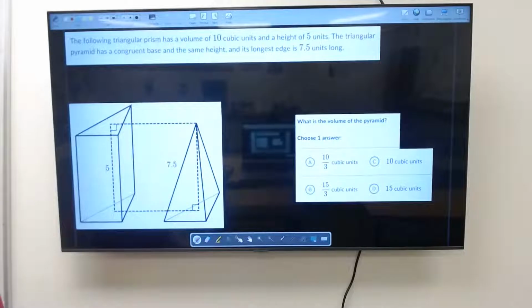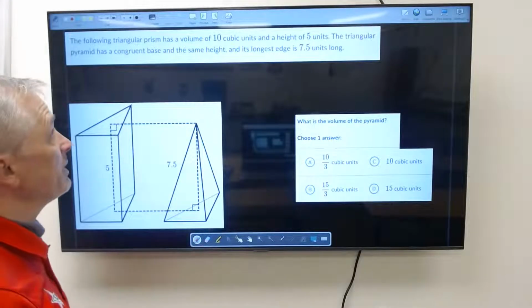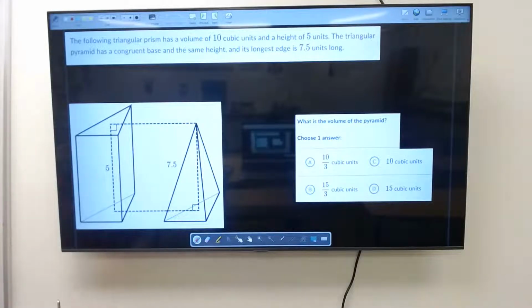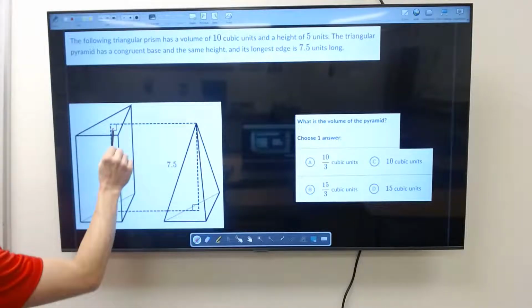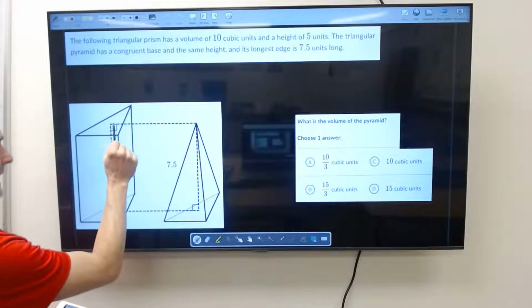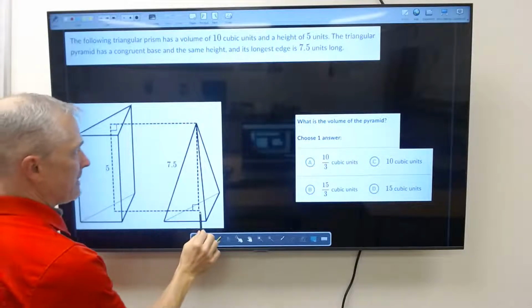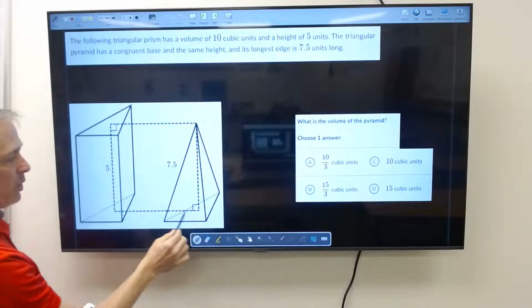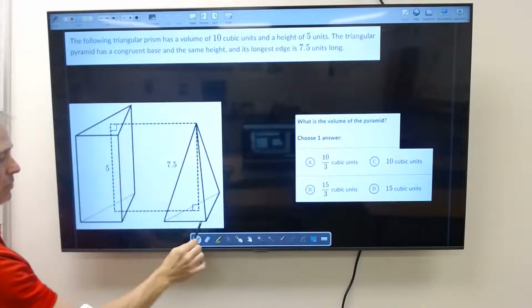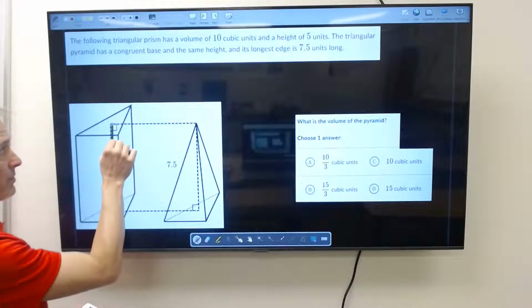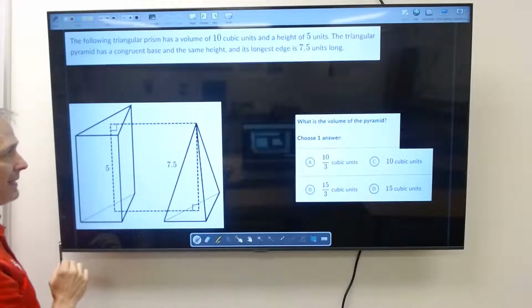Next one, the following triangular prism has a volume of 10 cubic units and a height of 5. This looks kind of messy, but what they're doing is using this to show that the height of this is the same as the height of that. And the height of this is the same as the height of that. And these are both perpendicular to these planes, so that means it's an actual height.